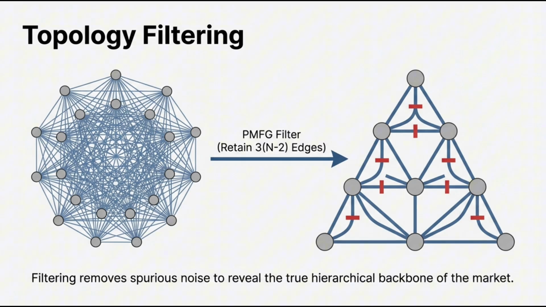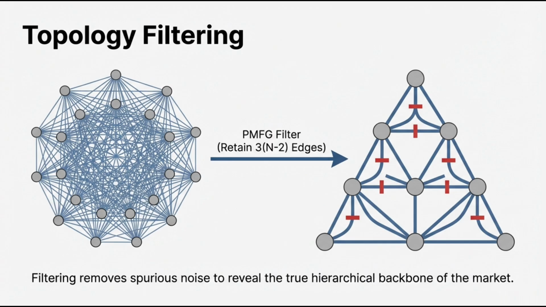Now we come to topology filtering, the final stage of refinement. On the left is a very dense graph, almost fully connected, which is hard to interpret and likely contains many spurious relationships. On the right is a much cleaner structure produced by the PMFG filter, which stands for planar maximally filtered graph. The annotation says it retains 3 times n minus 2 edges. That is a formal way of saying the method preserves a sparse but still informative backbone while imposing a planar structure. The sentence at the bottom explains the goal clearly.